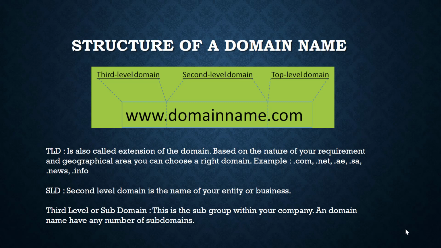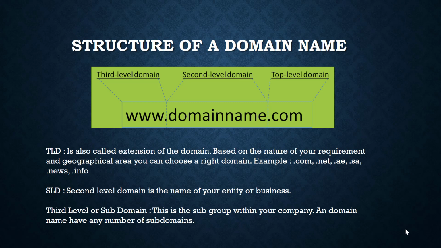So let's go through the structure of a domain. Usually a domain will be like www.domainname.com. It has three parts. The first part is called the third level domain, the second part is called the second level domain, and the third part is called the top level domain.